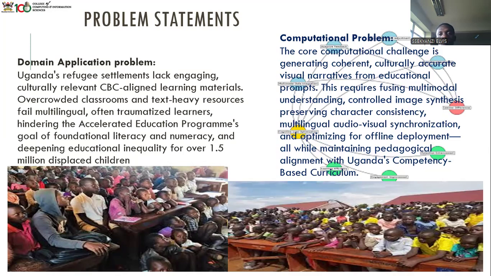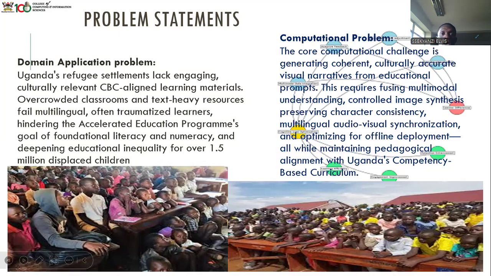Basically, the computation problem. The core computational challenge is generating coherent, culturally accurate visual narratives for educational purposes, and this requires multimodal understanding, controlled image synthesis, preserving character consistency, multilingual audio-visual synchronization, and optimizing for offline deployment.